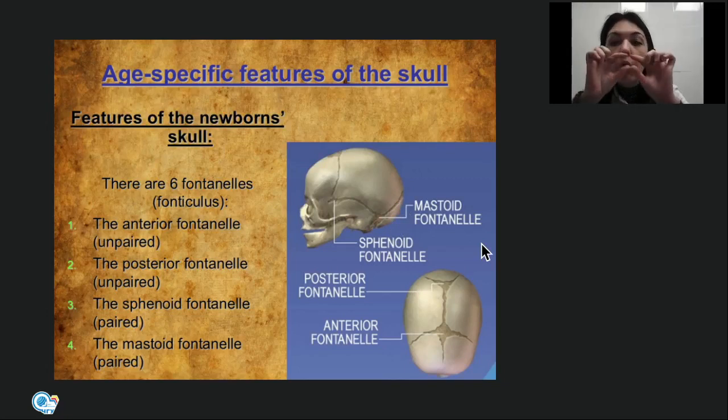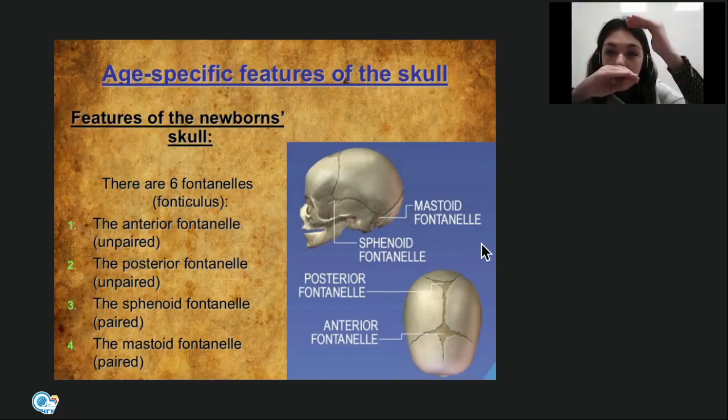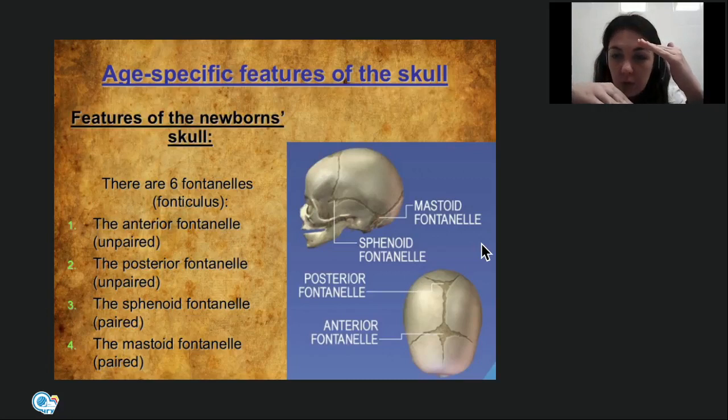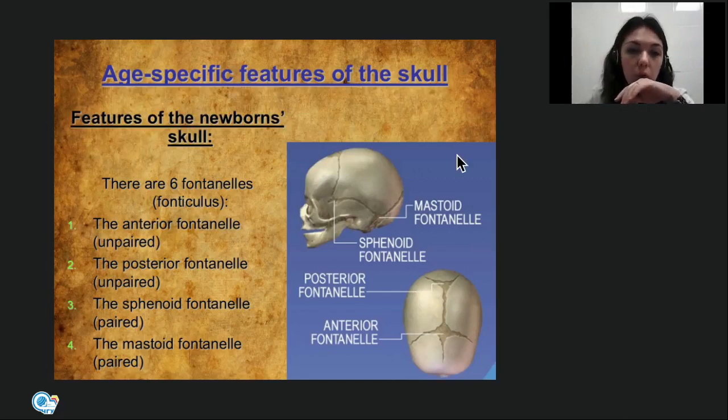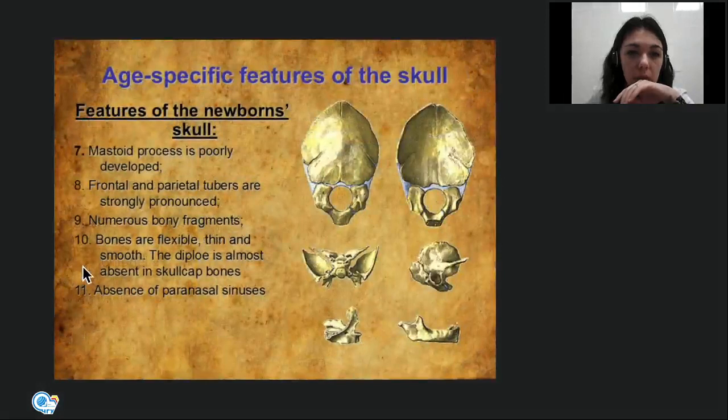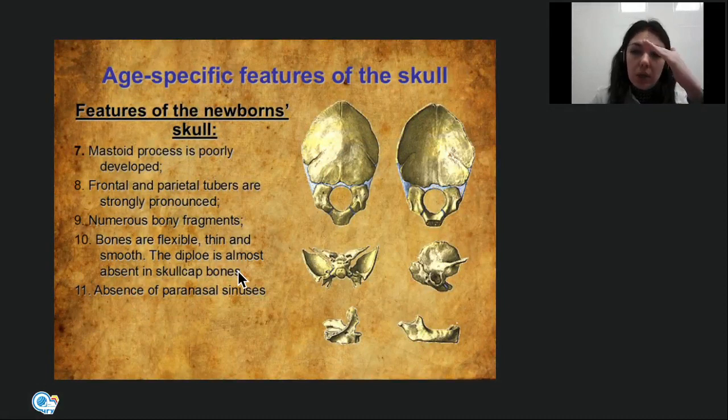It is spongy bone between the external and internal tables of compact bone. It is present in the bones of the cranial vault. So between the external and internal tables, there is diploe. It is spongy bone. And in newborns, it is nearly absent, almost absent in the bones of the cranial vault. So there is no diploe, there is just external and internal tables of compact bone.